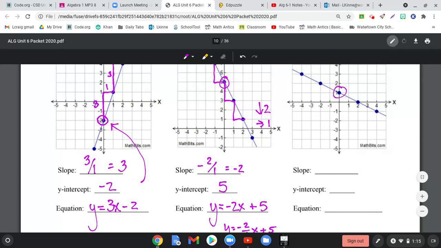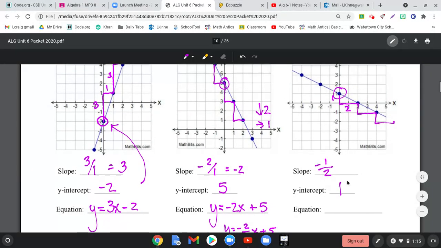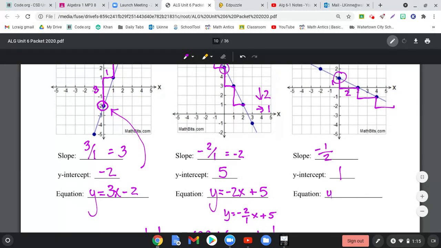All right, last one for today. So y-intercept's 1, slope's negative again. We're going down 1 over 2, down 1 over 2. So it's -1 over 2. You're going over 2 and you're writing over 2. So what would the equation be? y = -1/2 x + 1.